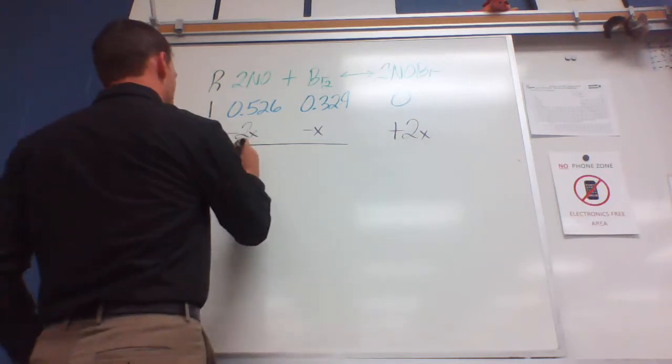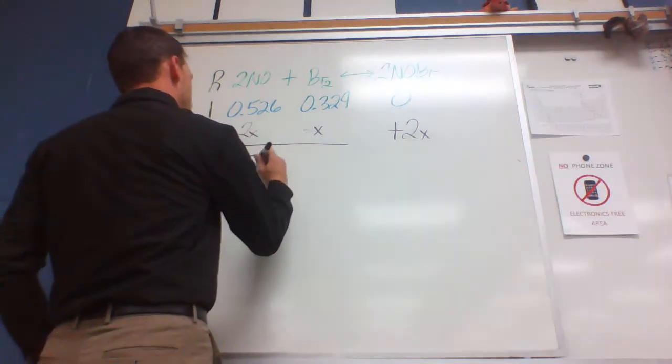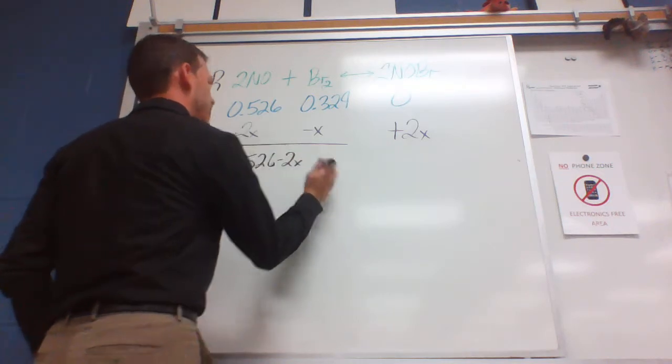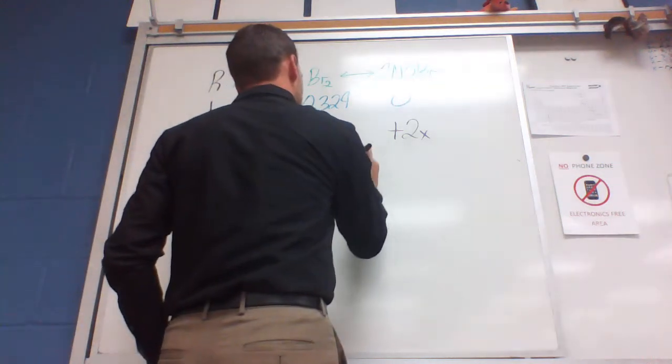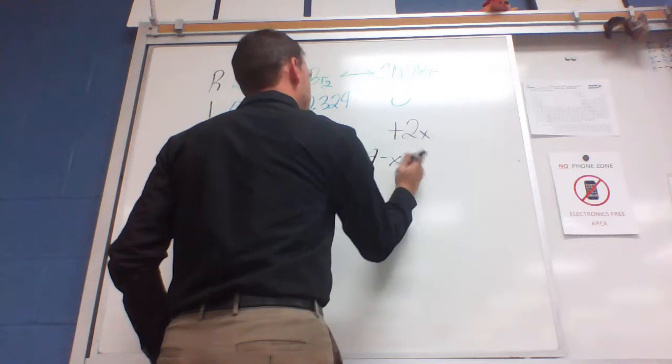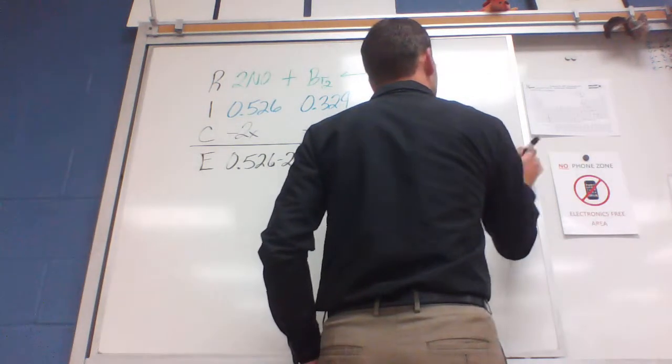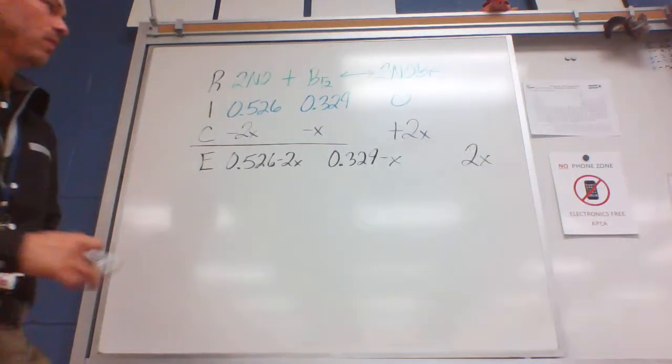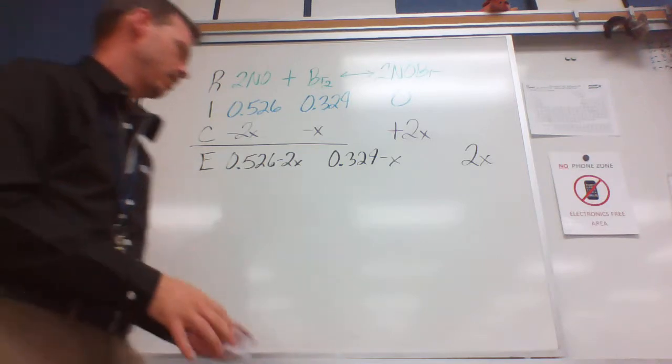So let's go 0.526 minus 2x. Let's go 0.329 minus x. And let's just go 2x. Please ask questions if anyone doesn't see something there.